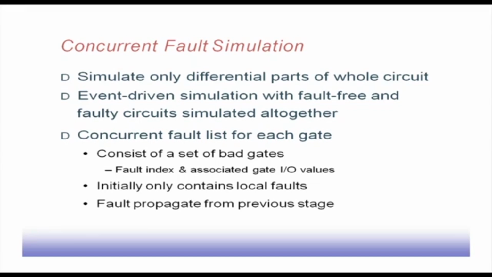So, the concurrent fault list for each gate consists of a set of bad gates. That is, if something went wrong with the circuit, then what happens to this gate? It may not be due to some problem at the input of this gate alone; it may be due to some problem somewhere else in the circuit as well. But if due to that fault this gate's behavior changes, then we call it a bad gate. So, along with the good gate, we remember all the bad gates for every gate that we have in the circuit.